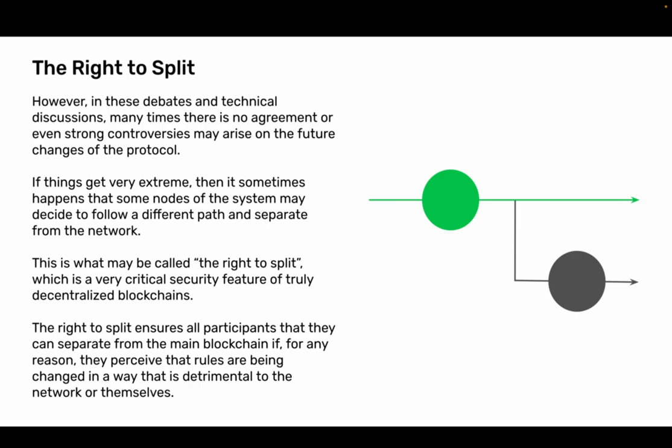The right to split. However, in these debates and technical discussions, many times there is no agreement or even strong controversies may arise on the future changes of the protocol. If things get very extreme, then it sometimes happens that some nodes of the system may decide to follow a different path and separate from the network. This is what may be called the right to split, which is a very critical security feature of truly decentralized blockchains. The right to split ensures all participants that they can separate from the main blockchain if, for any reason, they perceive that rules are being changed in a way that is detrimental to the network or themselves.